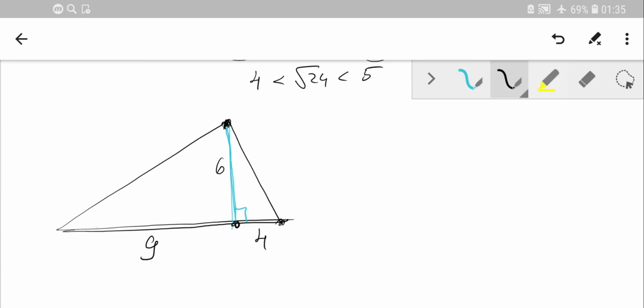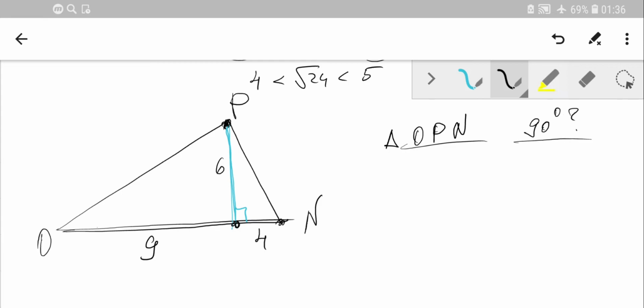So, okay, what do you need to find? You need to establish whether this triangle, let's mark it as OPN, whether triangle OPN is a right angle. So that's the question. So you need to test, is it a 90 degrees angle within the triangle? Okay, so how to work it out?